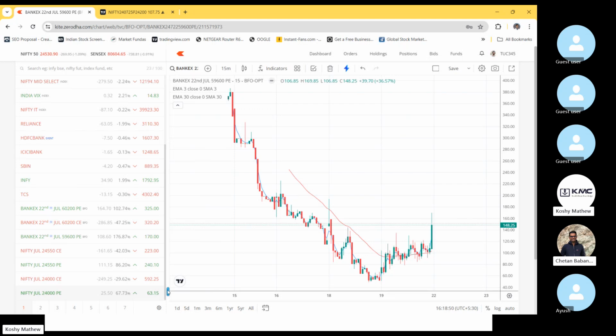What is the strike? 24,550 call. CE means call. 24,550 put. That is a strike. And what is the premium? Look at the premium beside that. What is the premium? 223 rupees I have to pay.